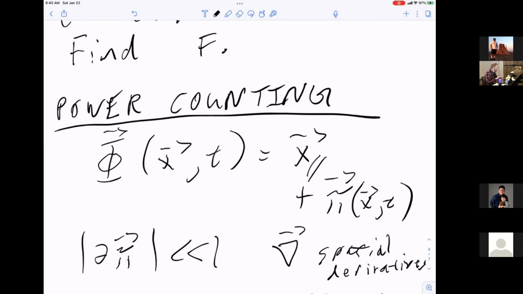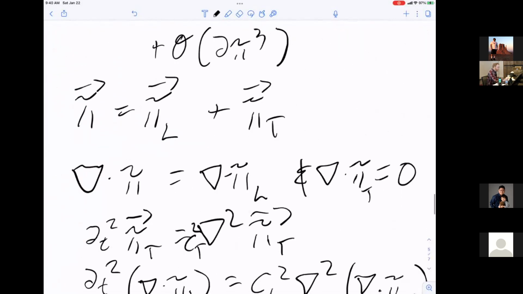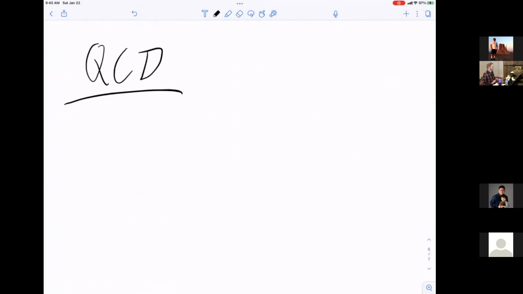In other words, we're going to go through the degrees of freedom. We're going to go through the symmetries. And we're going to find that we can write down all sorts of things. And most of it is useless until we impose some form of power count.